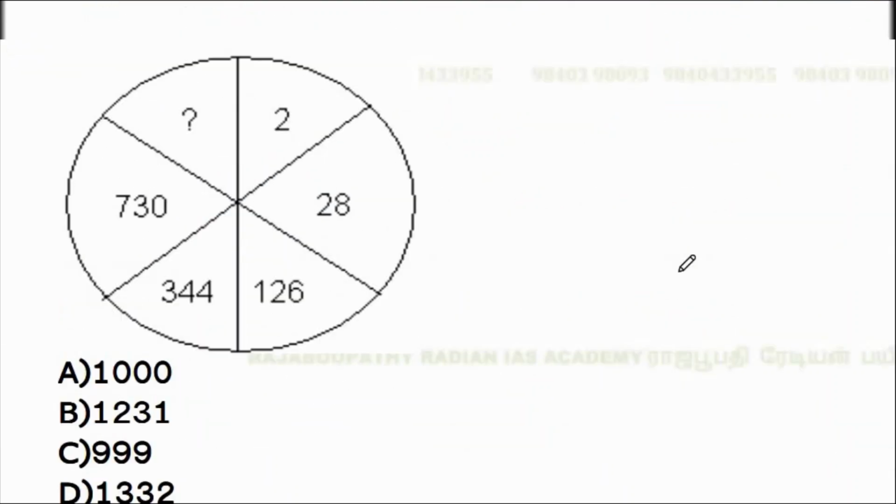Find the missing number. Missing number means find this one. What number will appear in this place? What number?